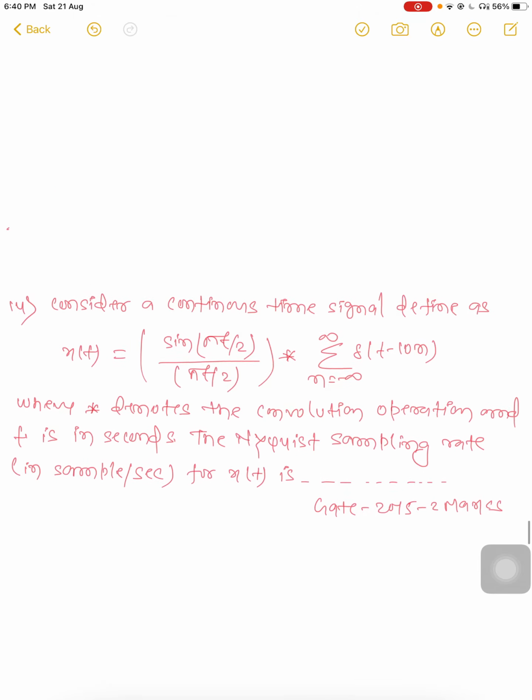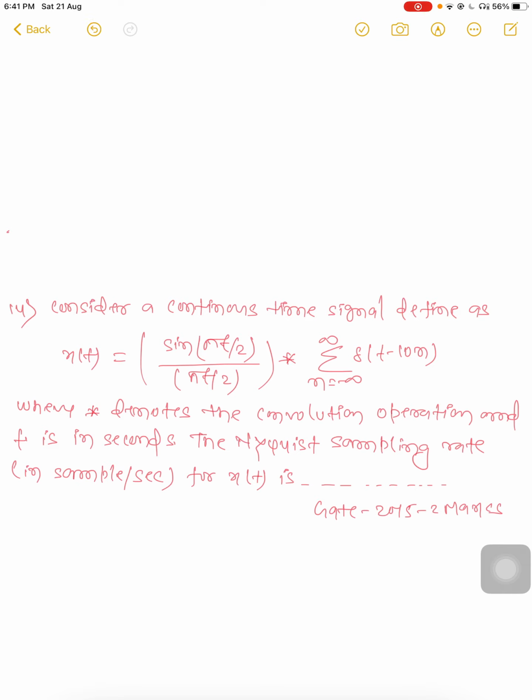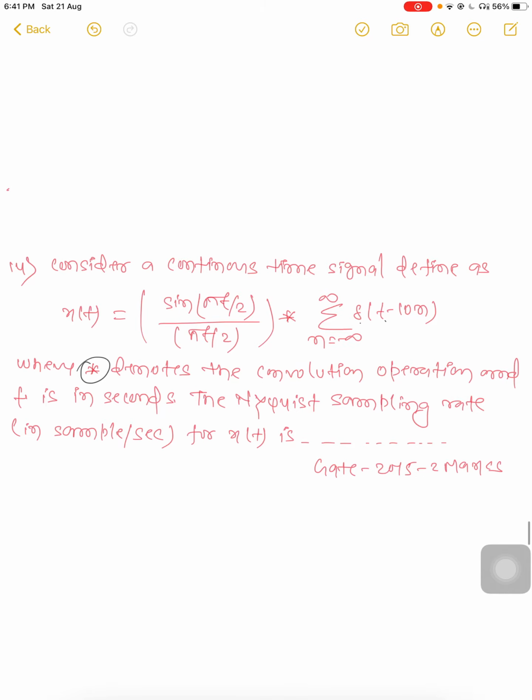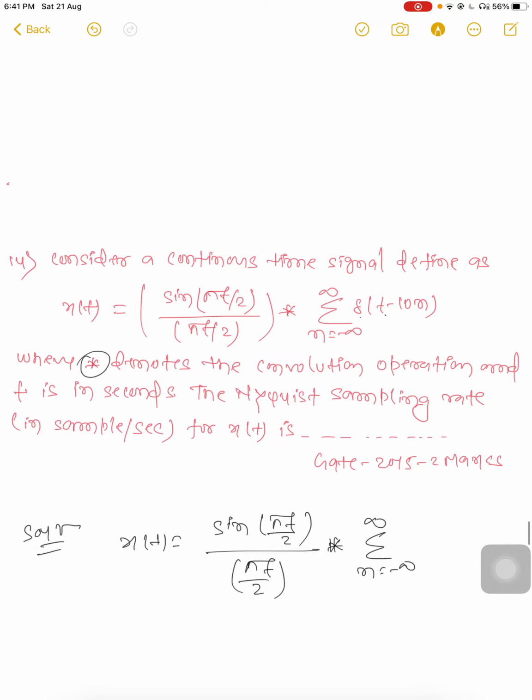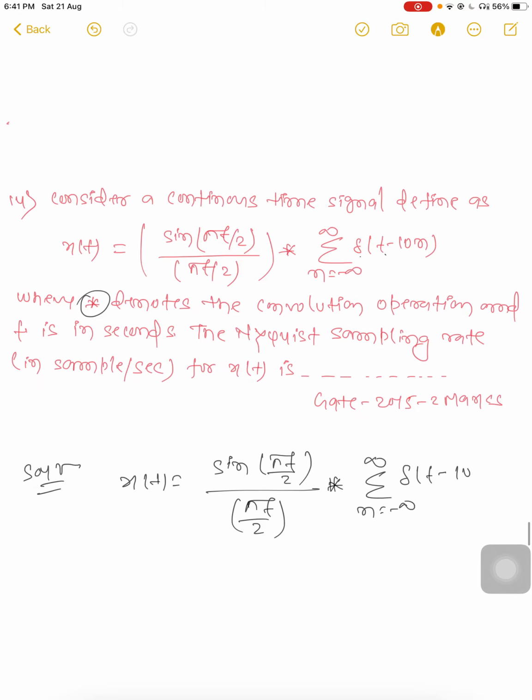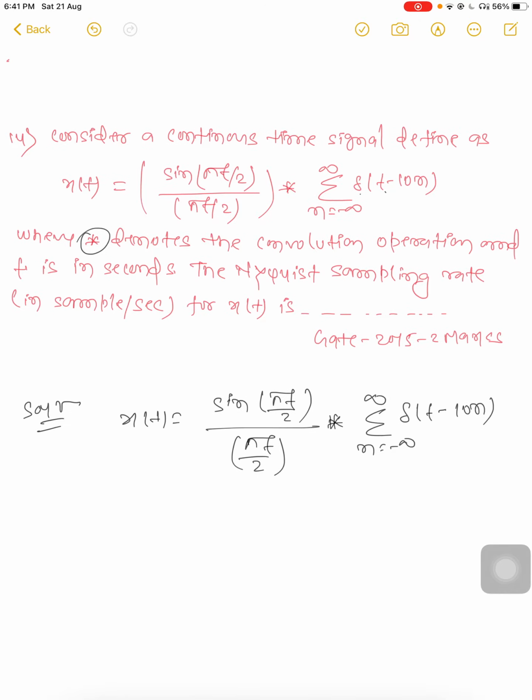Okay, now comes to the next question. Consider a continuous time signal defined as xt is equal to sin(pi t by 2) upon (pi t by 2), convolution with summation n equal to minus infinity to infinity of del(t minus 10n), where this symbol denotes the convolution operation and t is the sampling period in seconds. So the solution: xt is given as sin(pi t by 2) upon (pi t by 2) after convolution with summation n equal to minus infinity to infinity of del(t minus 10n).